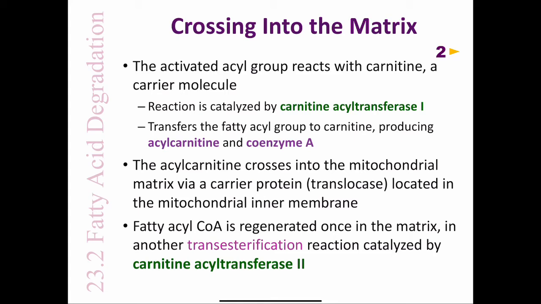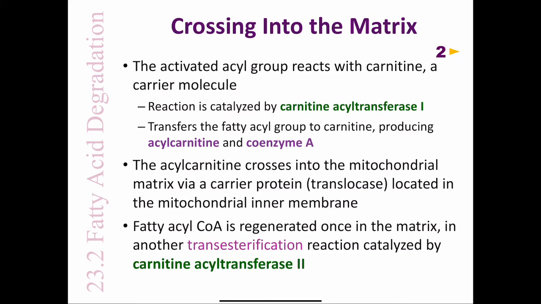The first step, catalyzed by the enzyme carnitine acyltransferase 1, is the transfer of the fatty acyl group to carnitine, producing acylcarnitine and coenzyme A. Next, a carrier protein located in the mitochondrial inner membrane transfers the acylcarnitine into the mitochondrial matrix. There, carnitine acyltransferase 2 catalyzes the regeneration of fatty acyl coenzyme A, which now becomes involved in the remaining reactions of beta oxidation.